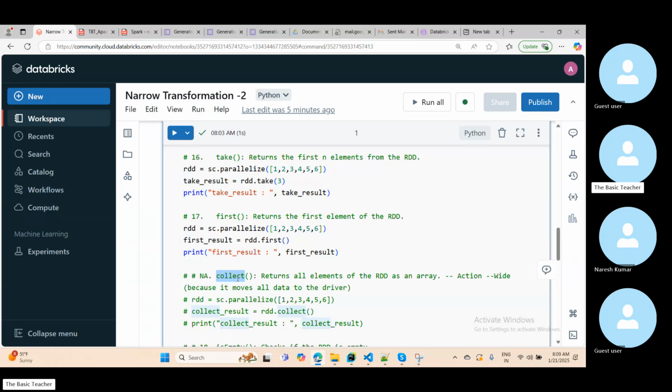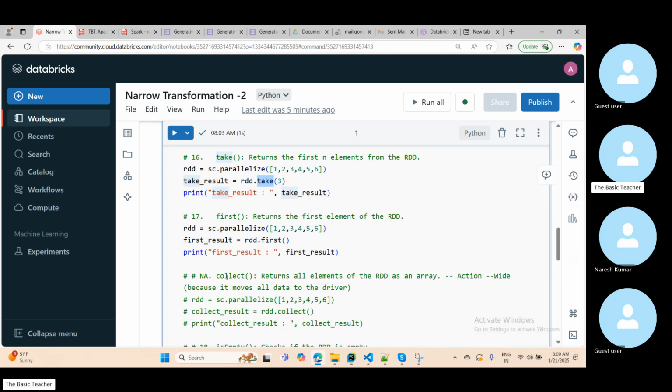So at debugging time that can be helpful for you. You can take, let's say, take 5 above we have, right? Take 5 or take first and then you do collect. So this will not fail, because take 5 only means you are going to take the first 5 records and then you are going to do collect. In that case that is okay.